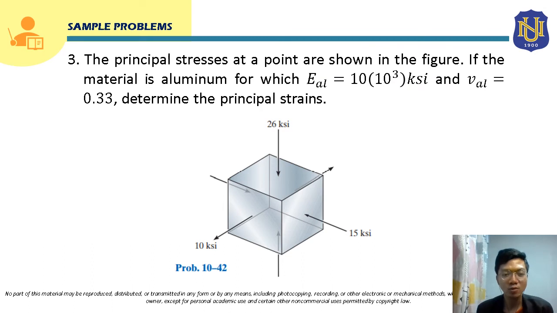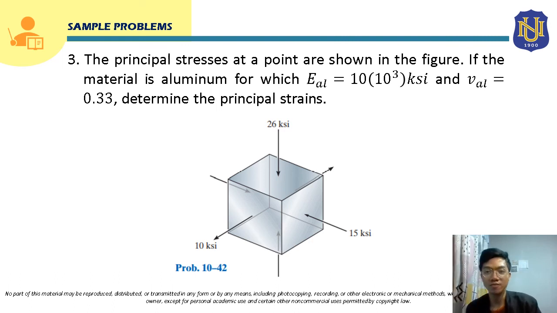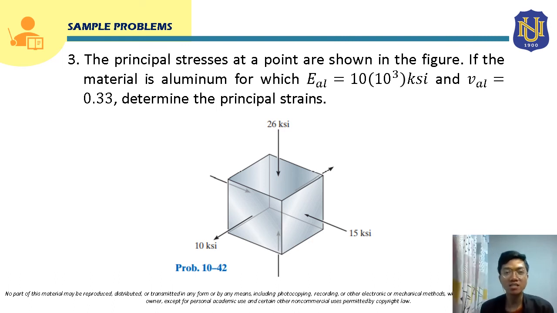Let's proceed now to sample problem number 3. The principal stresses at a point are shown in the figure. If the material is aluminum, for which the modulus of elasticity is 10 times 10 raised to 3 ksi, and the Poisson's ratio is 0.33, determine the principal strains. This is the given element of the material, which is aluminum.